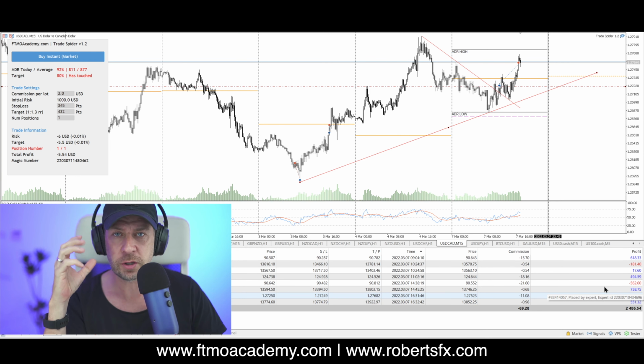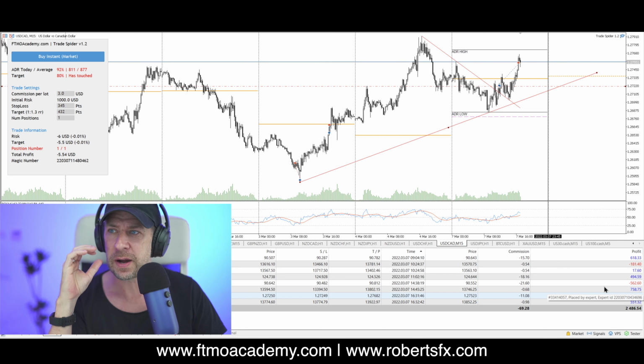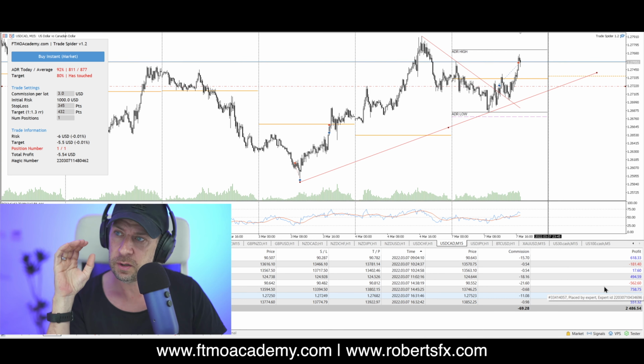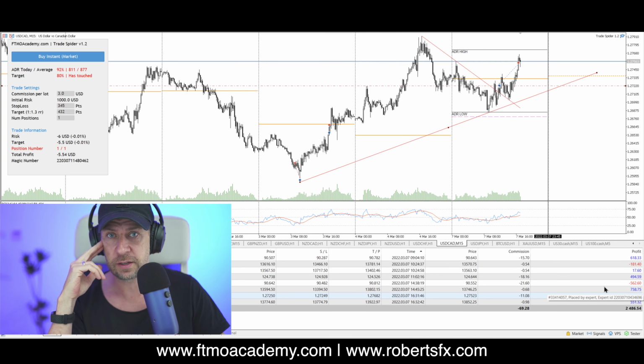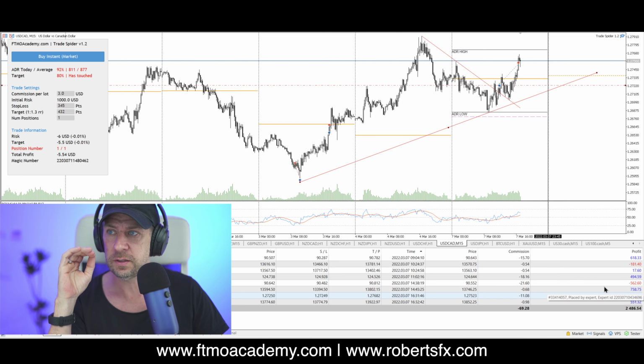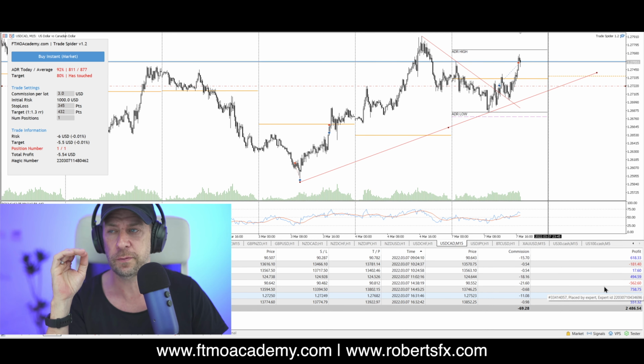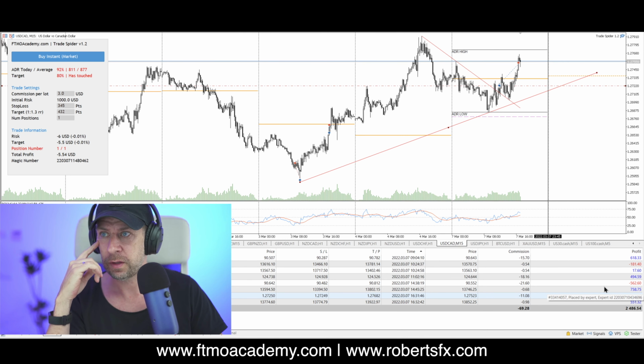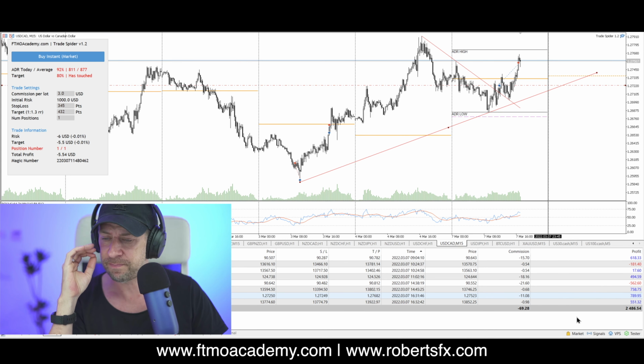So this is what you can do as well. You can just combine everything you know and add this ADR indicator to your chart, and you're going to see things that you didn't see before. It's going to be more obvious where price is going to go. So that's my biggest advice for you. Just do it, add it, and see how you perform.